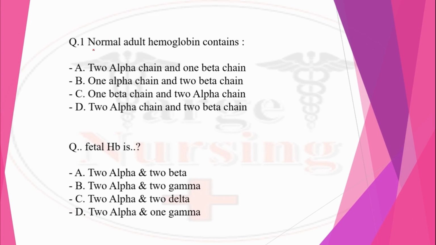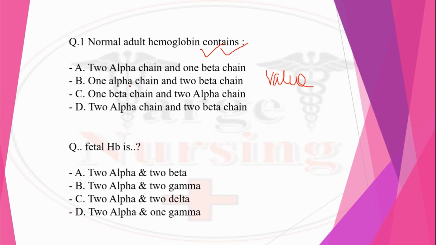The first question is: normal adult hemoglobin contains. It's not asking the value of hemoglobin. The question is about what hemoglobin contains. Okay, so there are four options.